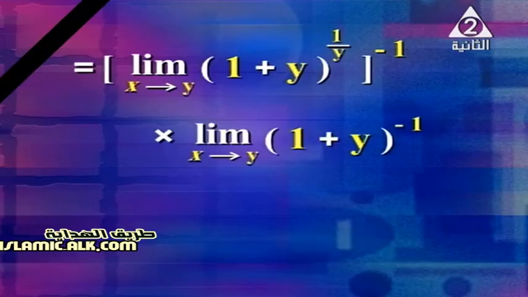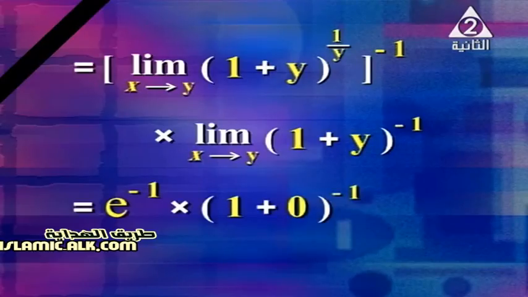Remember, dear student, when limit y tends to 0, bracket (1 plus y) for all 1 over y equals what? Yes, equals e. After that, we multiply the remainder, limit when y tends to 0, (1 plus y) for all power negative 1 equals e power negative 1 times (1 plus 0) for all negative 1. Answer is e power negative 1.